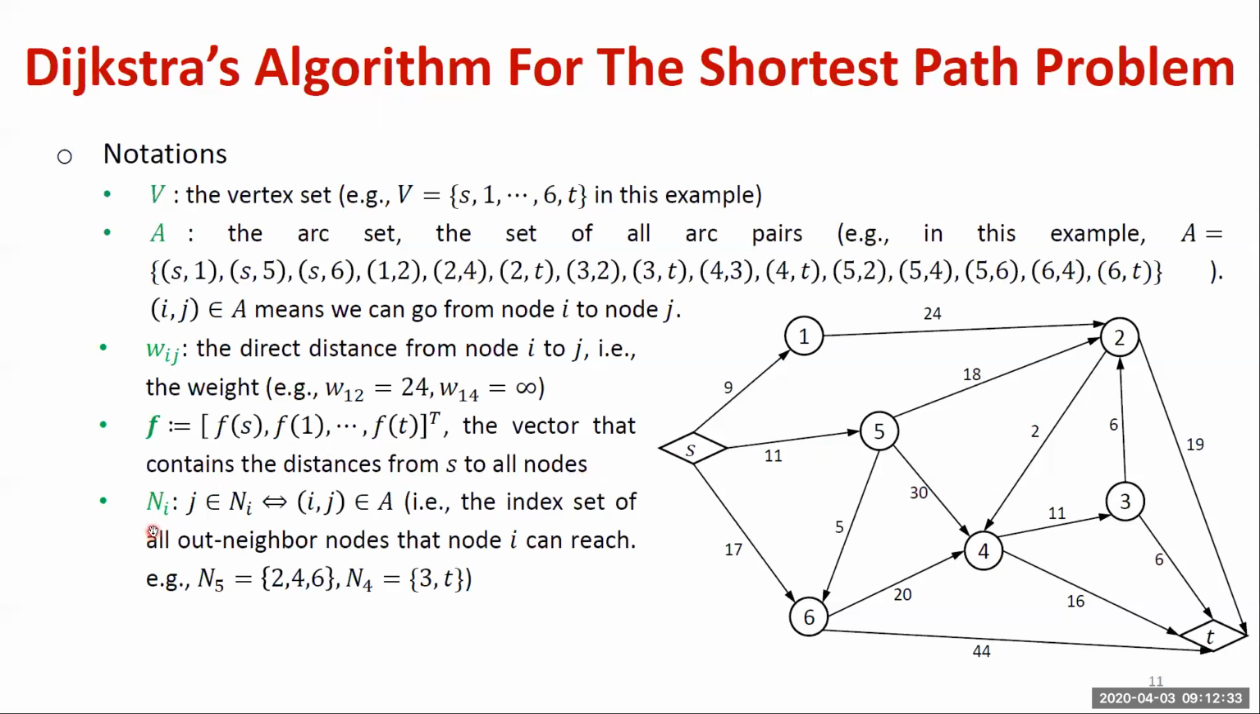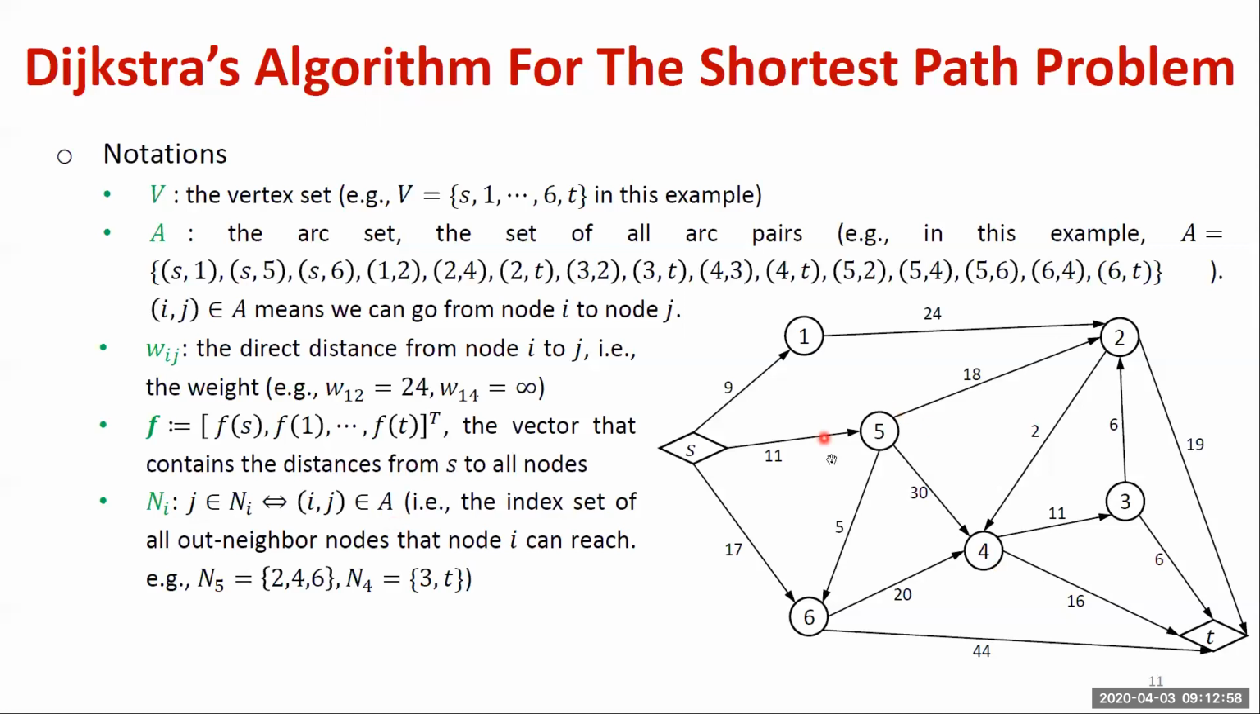And then one very, very important thing is this. This is the out neighbor notation. So for a fixed I, when we write Ni, that means I is fixed. Then J is in Ni means Ij is in A. That means from I, you can reach J. Okay, so for example, we can have a look.